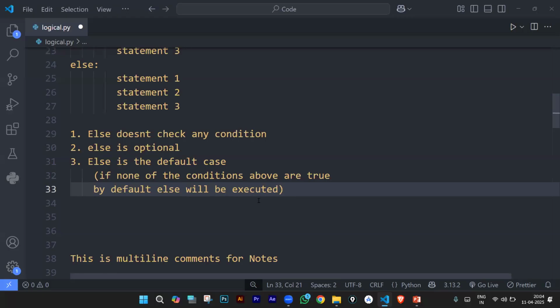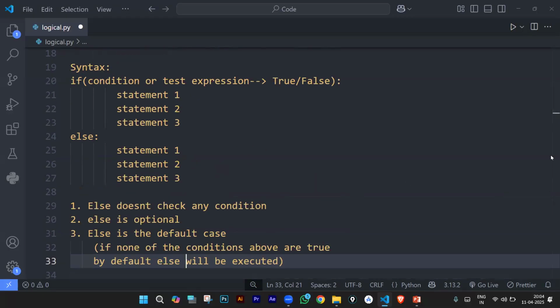So I'll leave you to sync this particular picture in your mind. Take some time to understand how we are writing else. The else will not check any condition. Else is optional. Else is a default case. If none of the conditions are true, by default, else will be executed. Done, clear? Let's understand that with the help of a small example.